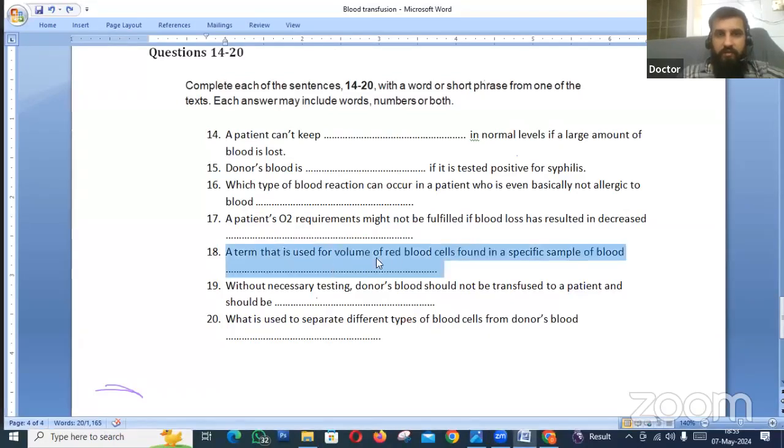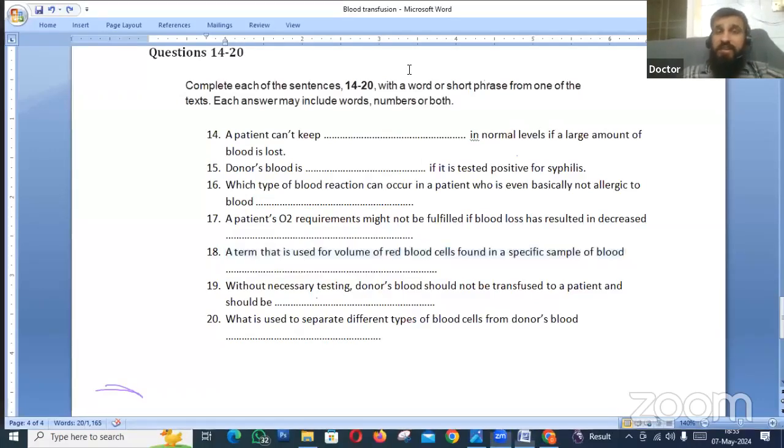A term that is used for volume of red blood cells found in a specific sample of blood. In which text can you find the answer? Just guess where it is possible. We will go there and see if the answer is there or not. If the answer is not in that text, we will move to other text. Okay. Where is it possible?